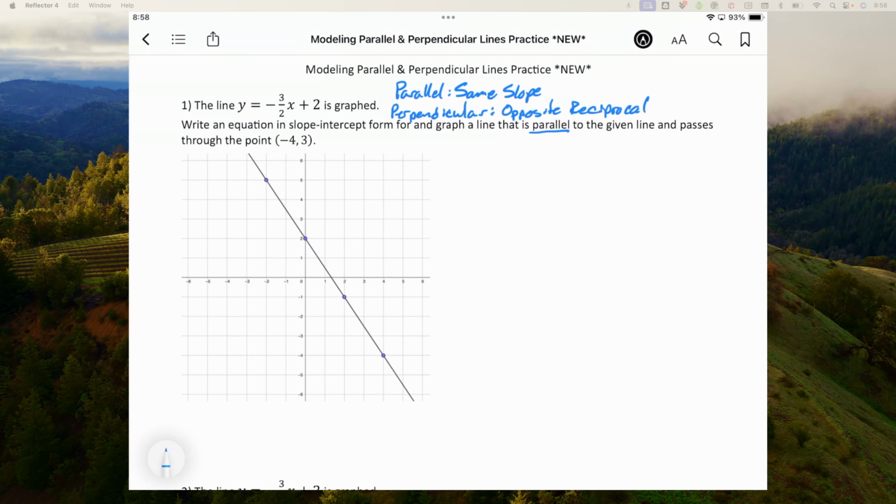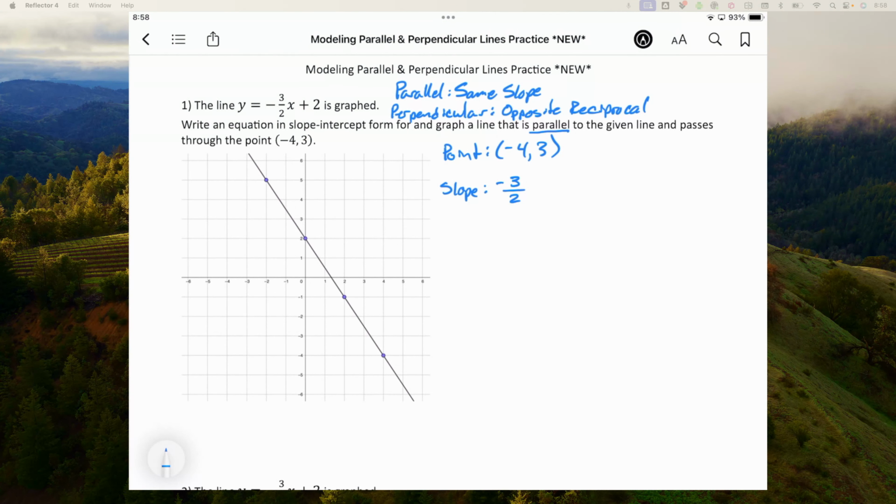So our new line passes through the point negative 4, 3, and is parallel to the one that is graphed. So we know that we have a point, which in this case is negative 4, 3, and we have a slope. Because it's parallel, the slope will be exactly the same, negative 3 over 2.